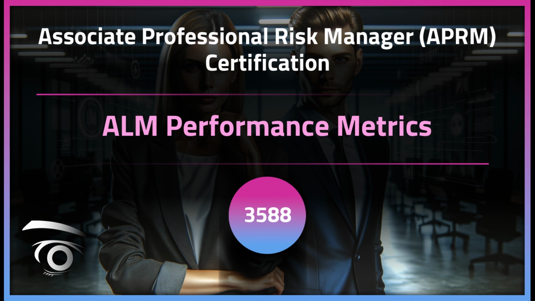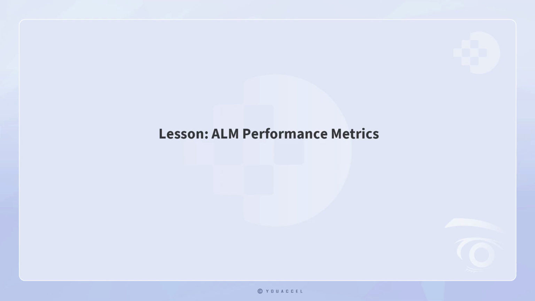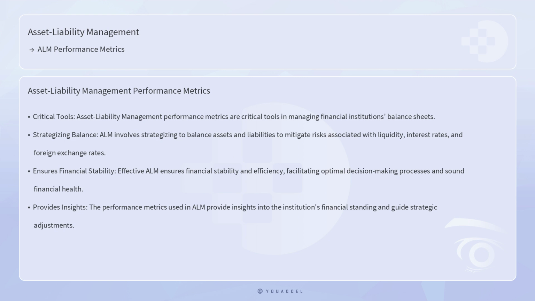Let's proceed with the lesson. Lesson: Performance Metrics. Asset-Liability Management performance metrics are critical tools in managing financial institutions' balance sheets. ALM involves strategizing to balance assets and liabilities to mitigate risks associated with liquidity, interest rates, and foreign exchange rates. Effective ALM ensures financial stability and efficiency, facilitating optimal decision-making processes and sound financial health.